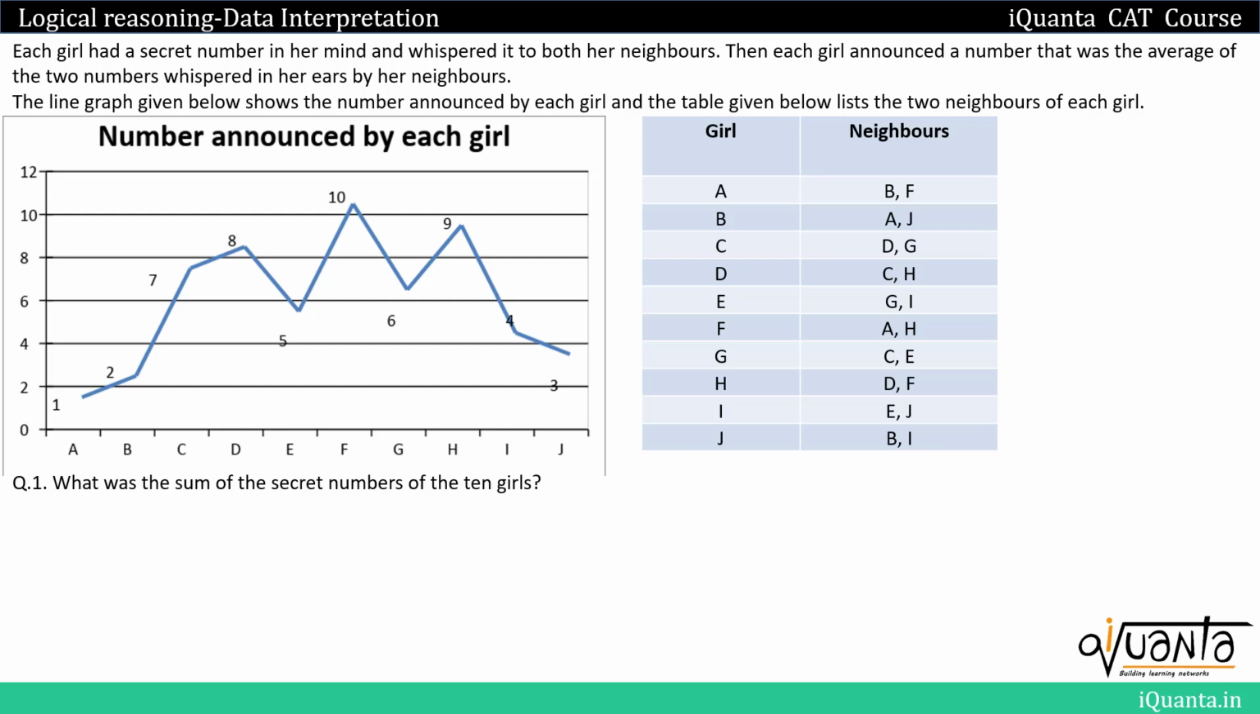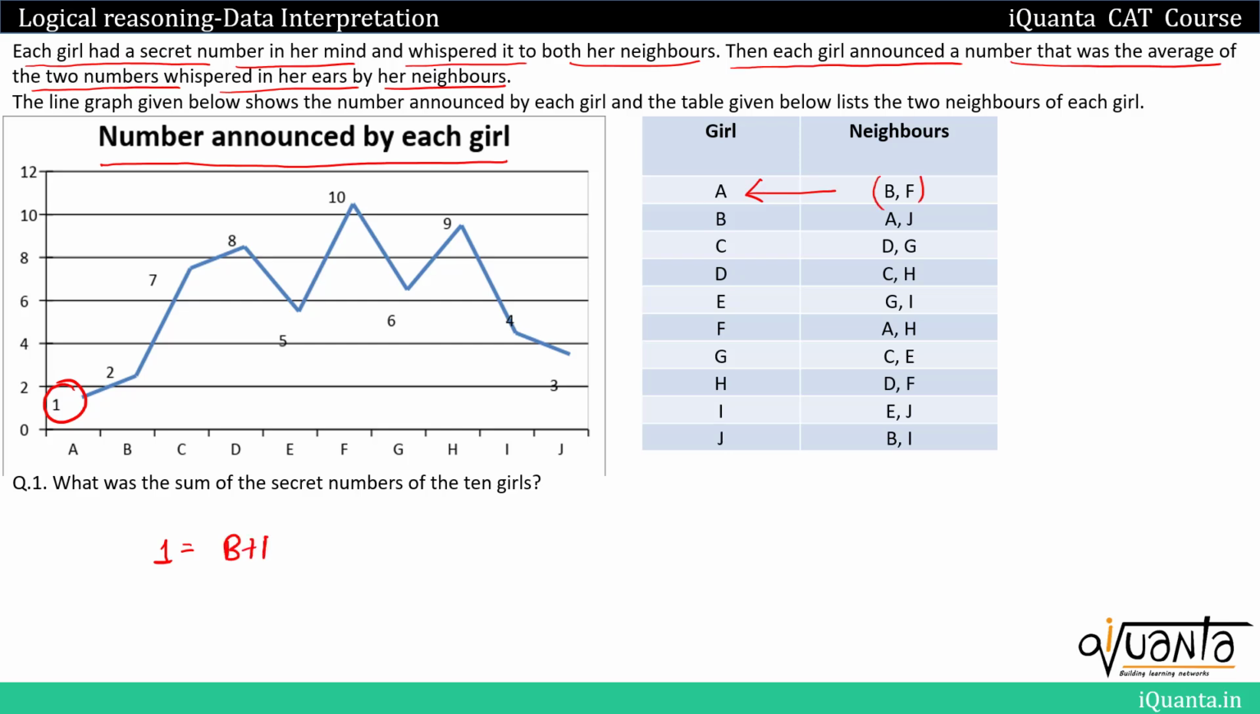We were given that each girl had a secret number in her mind and whispered it to both her neighbors. Then each girl announced a number that was the average of the two numbers whispered in her ears by her neighbors. The number announced by each girl is given by this line graph, and we know that the neighbors of A are B and F. What is the number announced by A? For A it is 1. So 1 will be equal to the average of the numbers told to A by B and F, so (B + F)/2. I hope this is clear. From this we get the equation B + F = 2. This is our first equation.